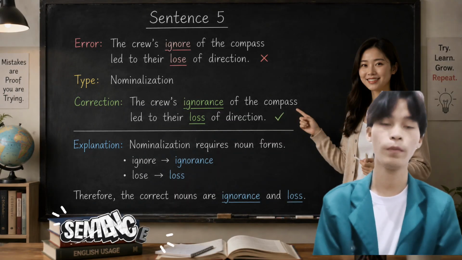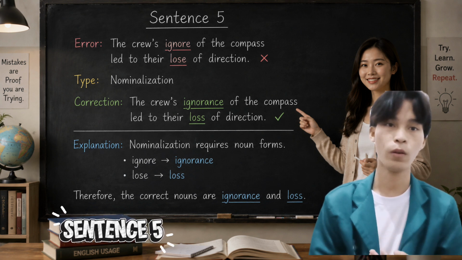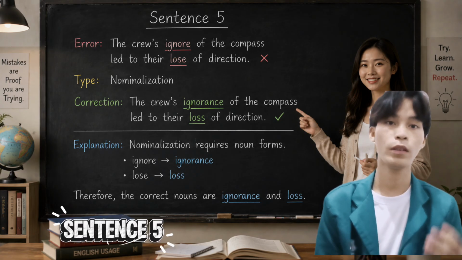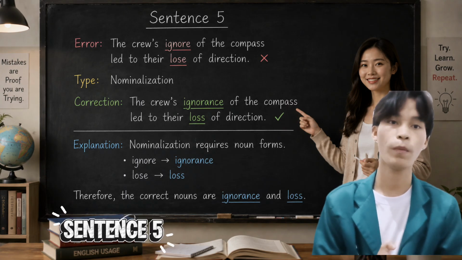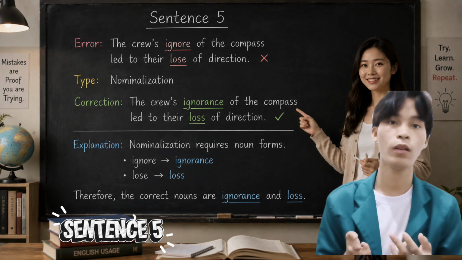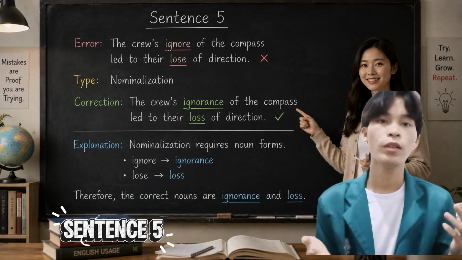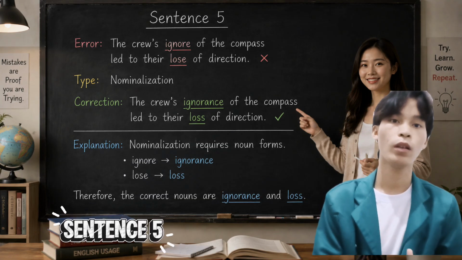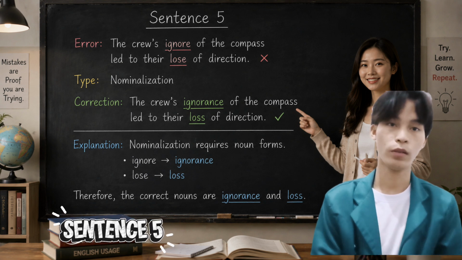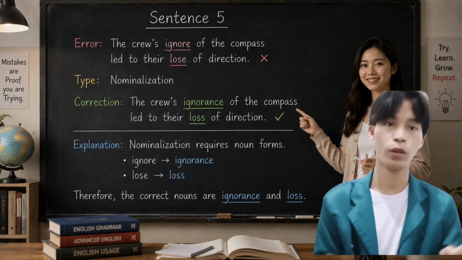Okay, now sentence 5. The error sentence is: "The crew's ignore of the compass lead to the lose of the directions." This is a type of nominalization. So the correct sentence is: "The crew's ignorance of the compass led to the loss of direction." Nominalization requires noun forms. "Ignore" becomes "ignorance," and "lose" becomes "loss." Therefore, the correct nouns are ignorance and loss.